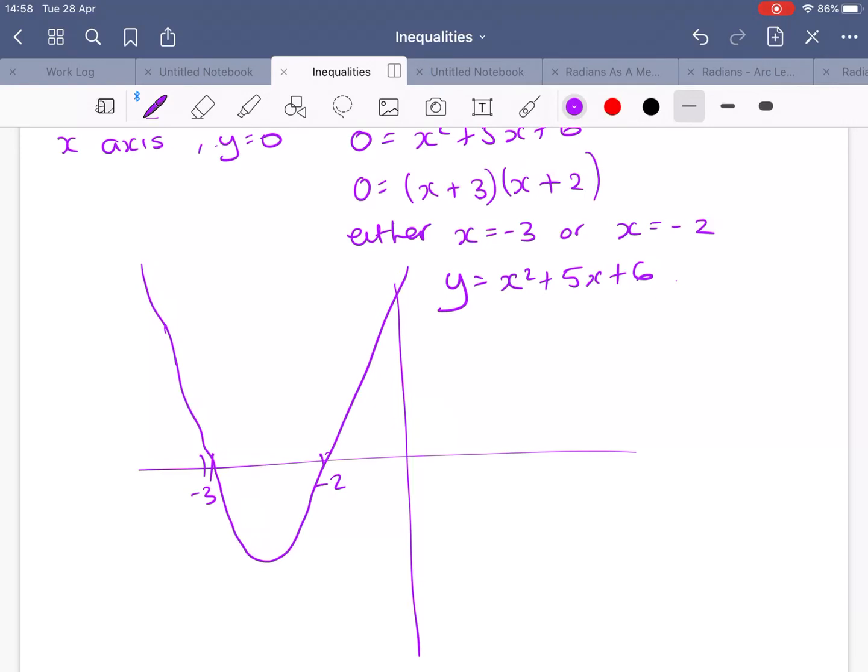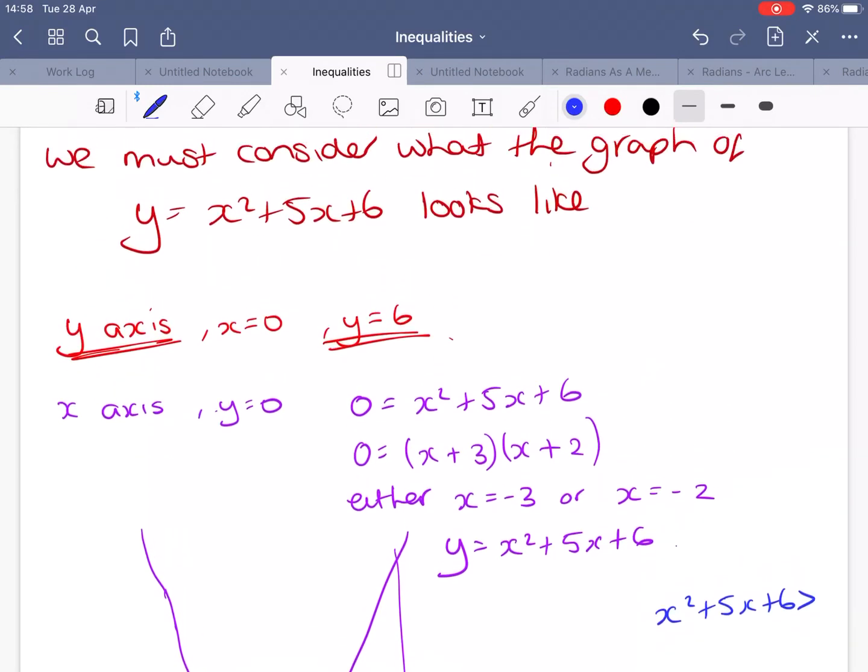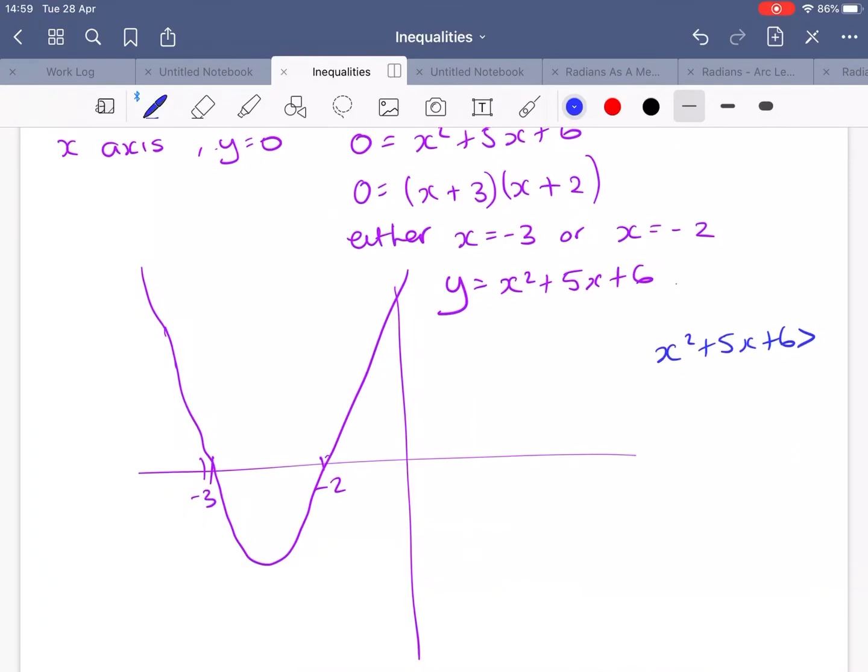But I want to know, the question that I was actually asked was: solve the values of x for which x squared plus 5x plus 6 is, our best check here was, less than or equal to 0. So I want to know when the y is less than or equal to 0, because remember, y equals this. So I want to know where on this graph the y value is less than 0.